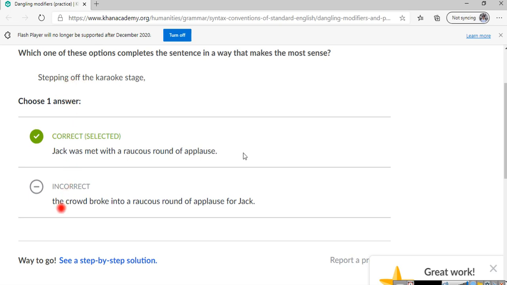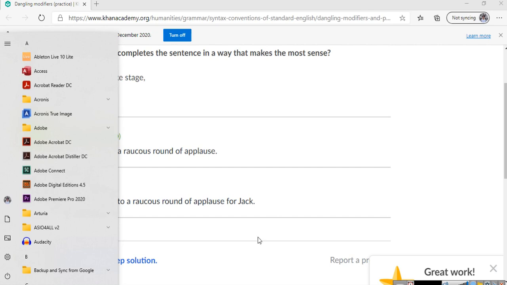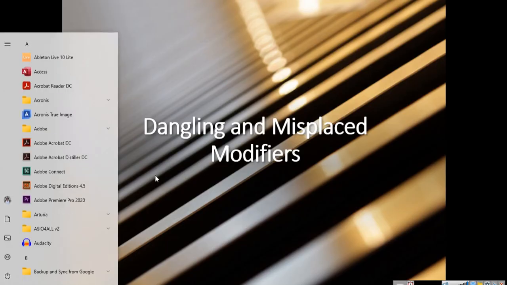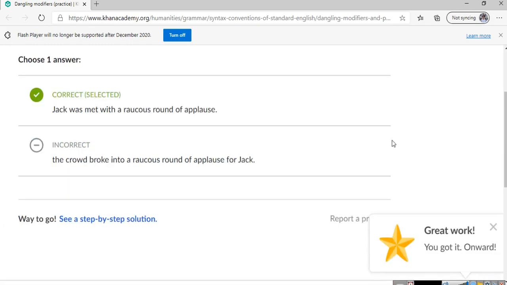In this case, as we're mentioning first the crowd, it would be very unlikely for a crowd to be stepping off a karaoke stage. It is more likely that it was just one person. So in this case, we have Jack, who supposedly is just the presenter of that karaoke stage, was met with a raucous round of applause. So that is the reason. But the contextualization is also very good. Now let's continue. Did I check that? Yeah, that was correct.